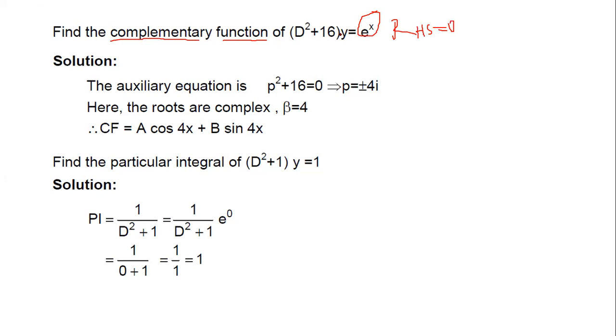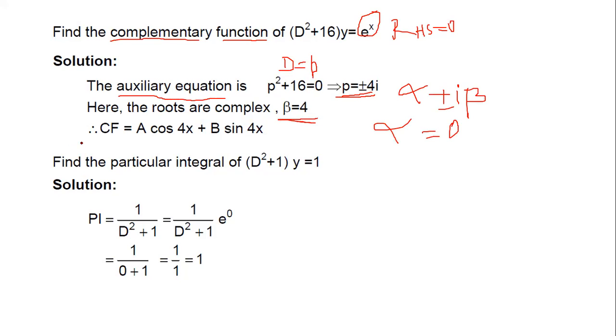So when the right hand side equals 0, this equation becomes (D square plus 16) y equal to 0. Now you have to write the auxiliary equation. Here you have to substitute D equal to p. Substituting D equal to p, p square plus 16 equal to 0, p equal to plus or minus 4i. So this is in the format of alpha plus or minus i beta. It is a complex number. So alpha equal to 0 here, and beta equal to 4.